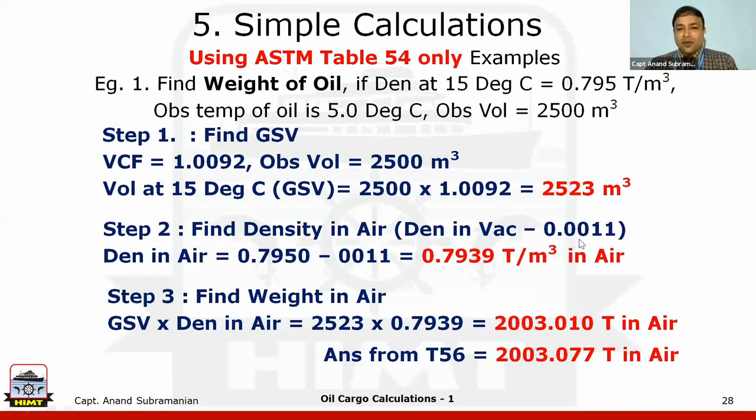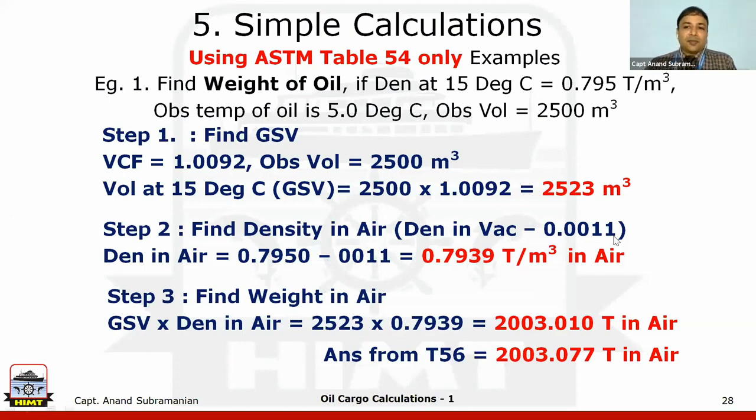It is not because of that, because in your Excel sheet or in the calculation, you already take into account density in vacuum minus 0.0011, so I already get density in air. That is the reason why, not only for bunker but even for your normal oil tanker calculations, of course the sheet will be written very nicely over there using table 56 and all, but we don't go by that calculation of table 56.